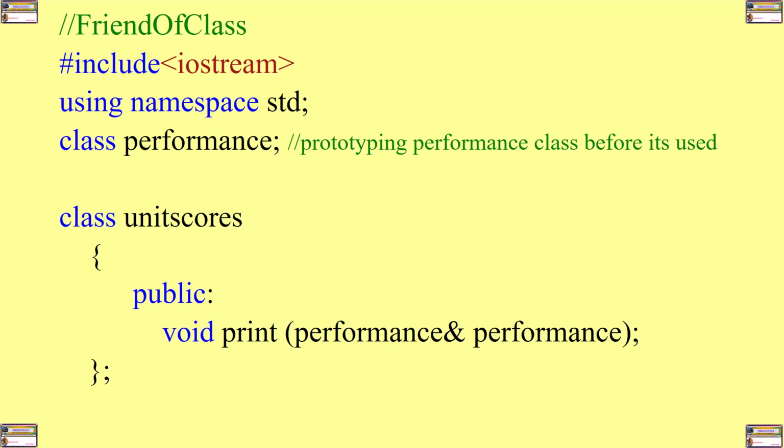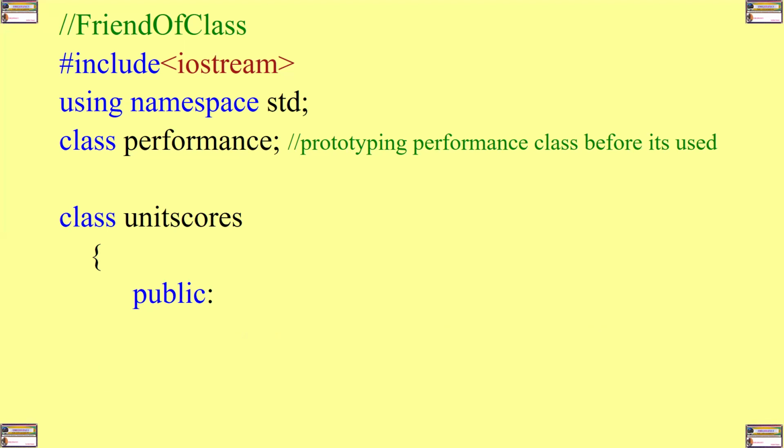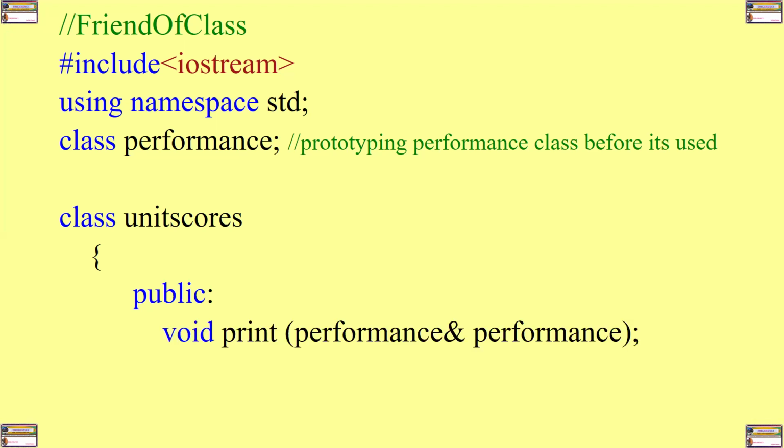And that's all with the definition of that class called unit scores. Then from there, we now define the class called performance that we have just prototyped. Why have we prototyped before using? Because we could not refer to anything that concerns it or any member under the class called unit scores before we have made the compiler aware that such a class exists.